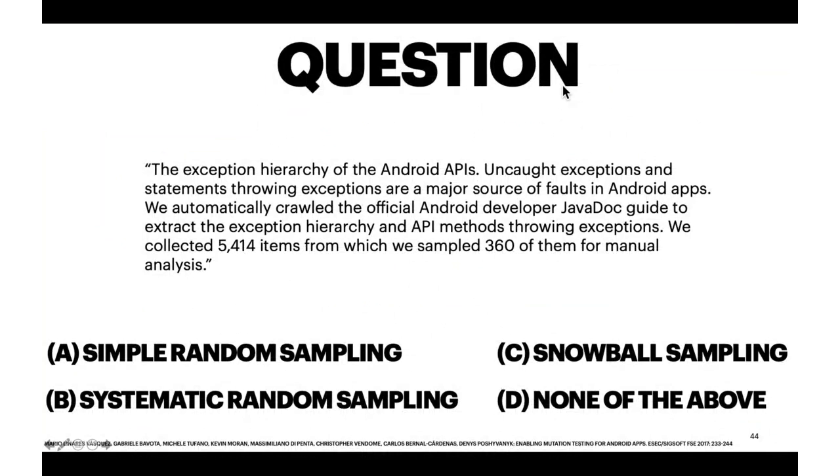So here we have yet another quote from a study, this time by Mario Linares Vasquez and his co-authors. And Mario and his co-authors were studying exception hierarchy of Android APIs. And the question to you, what kind of sampling strategy did they use?